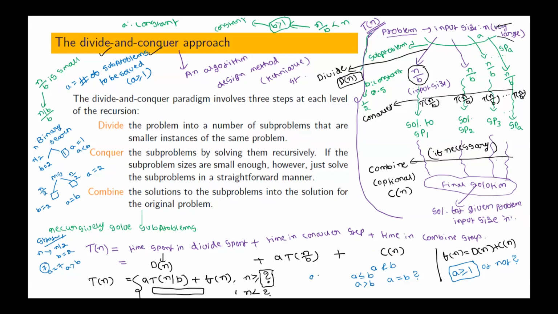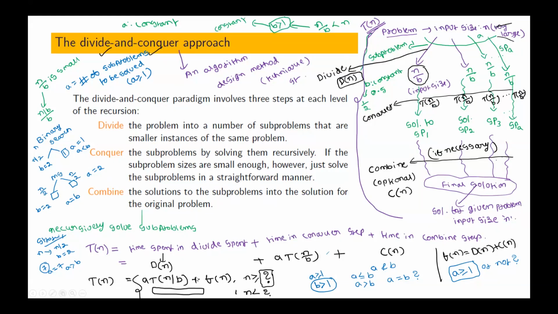But A is greater than or equal to 1, and B should be greater than 1. Why should B be greater than 1? Otherwise, n by B becomes more than the input size, that is, more than n.